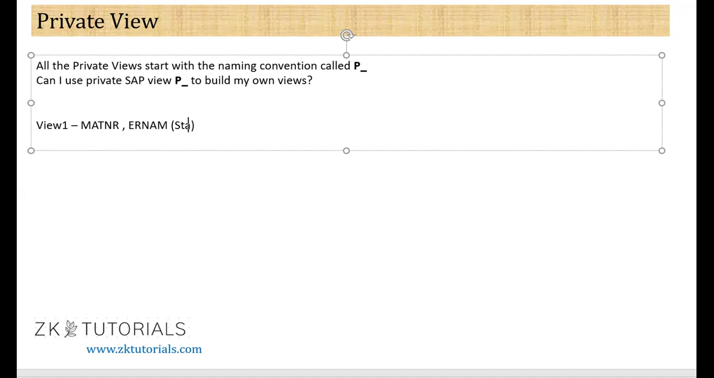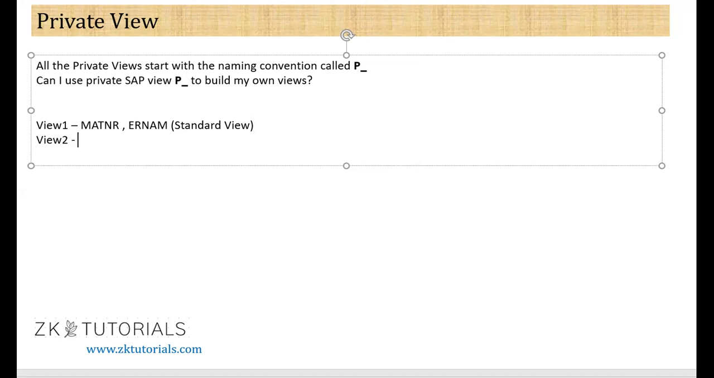Say I have view one, which fetches data from the MARA table, the material number and so on. Let's say this is a standard view. Now I want to create one more view that consumes this view, and I want to see the material type. So I will extend this view into my view, which is our private extended view. But if this is a standard view, I can't change it, and the view I am extending is completely dependent on it. If something changes there, it will also affect mine.